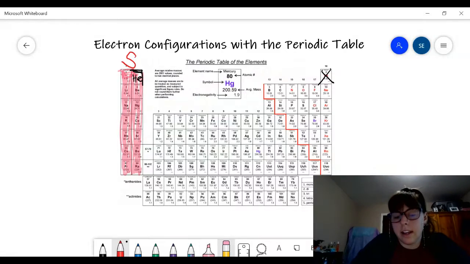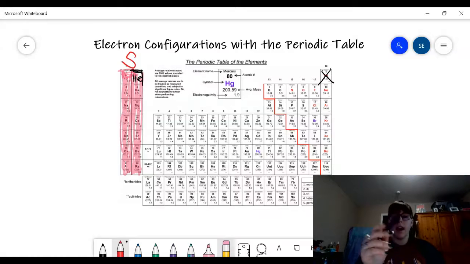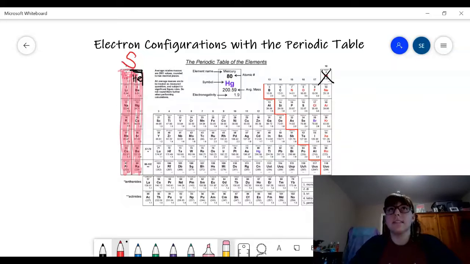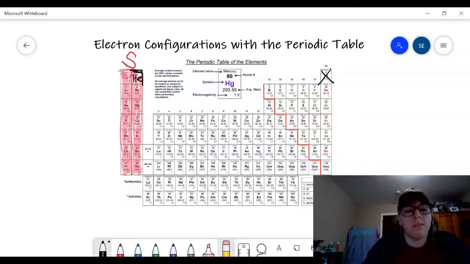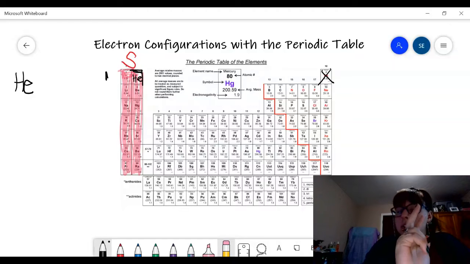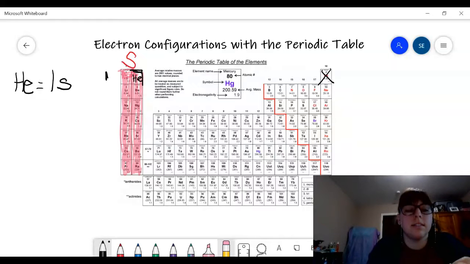So anytime I'm writing the electron configuration for any of these elements over here in the S block, I can see exactly how many electrons there are in each orbital for that S sublevel. For example, if I were to write the electron configuration for helium, starting at energy level 1, 1s, and then there are 2 blocks, so that's 2 electrons. So my electron configuration for helium is 1s2.